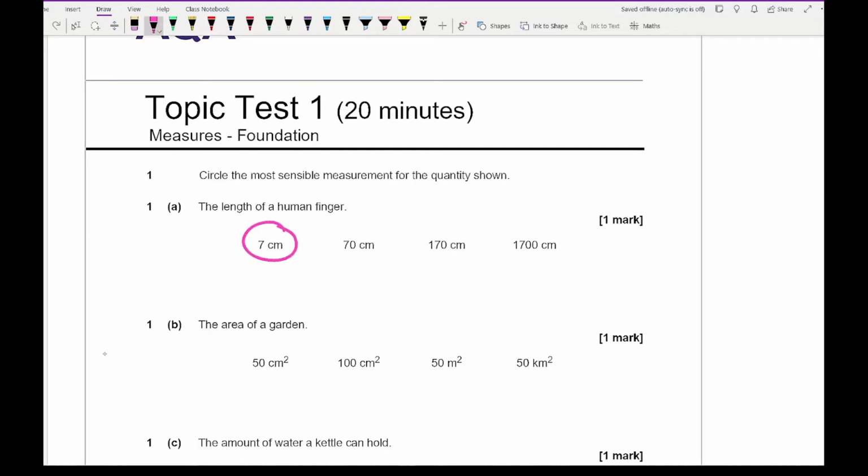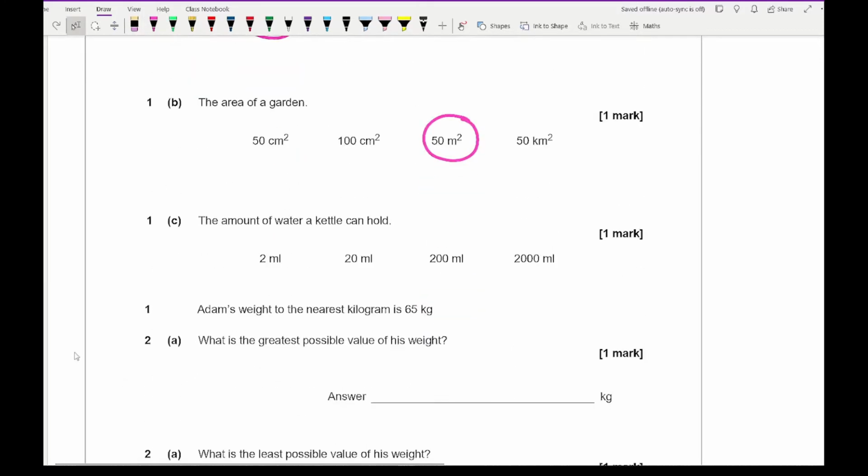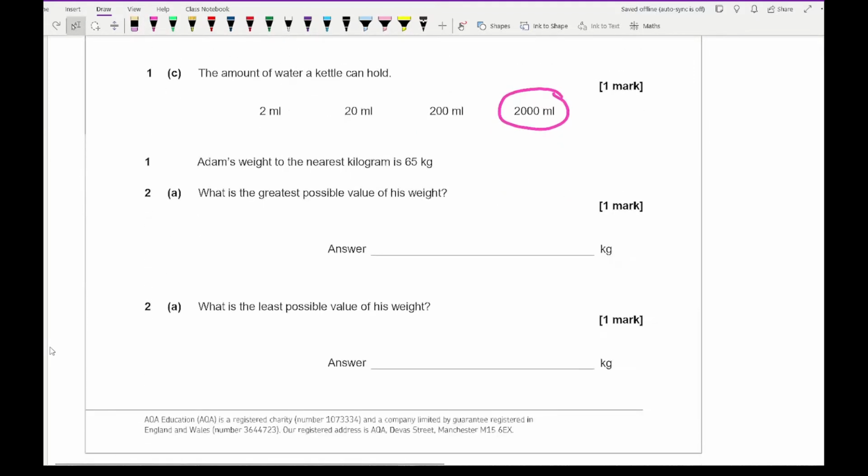For B, the area of a garden, out of the 4 possible options, that one is most likely going to be 50 meters squared. For the amount of water a kettle will hold, that's more likely to be 2 liters, which is 2000 milliliters. Then moving on to question 2. I don't know why there's a random one in there. It says Adam's weight to the nearest kilogram is 65 kilograms. What is the greatest possible value of his weight?